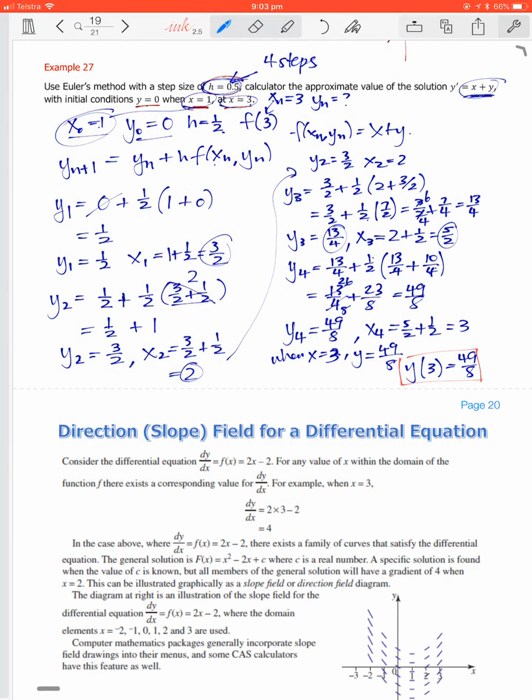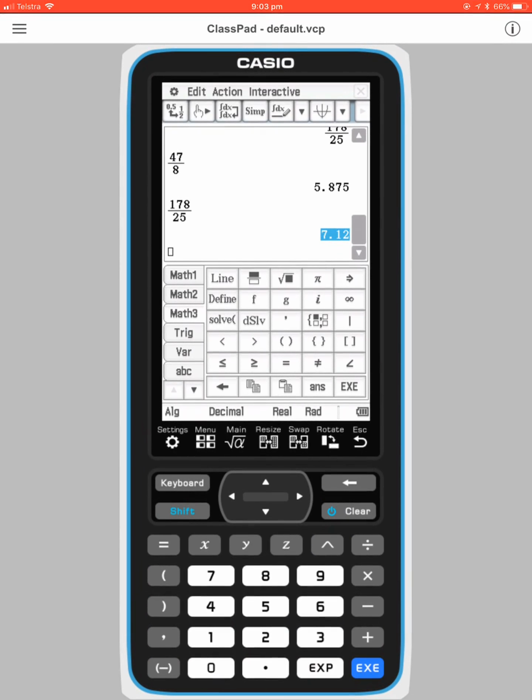So that's our solution. Okay, so let's do it using the last method on the calc. I'm going to define... we can't define f of x plus y because it's not a function. So we can say our original y value is 0 plus our step value, which is a half, times x plus y, 0 plus 1. So we get a half.